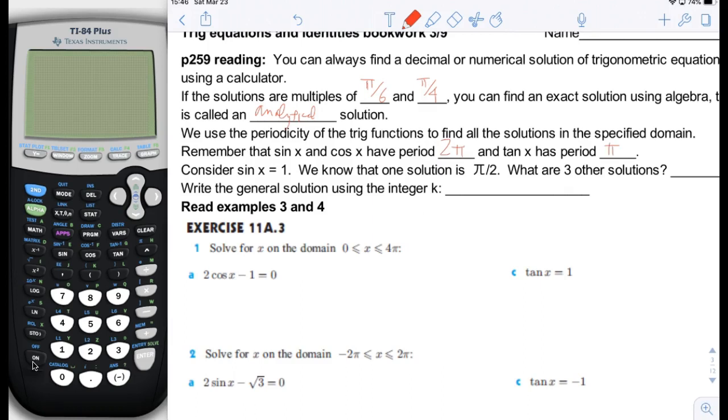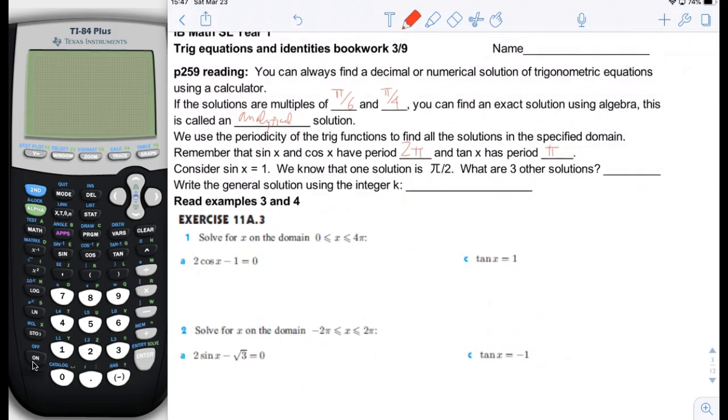Consider sine x equals 1. We know that one solution is pi over 2, which is 90 degrees. What are 3 other solutions? I haven't specified a domain here, so you can give me any solutions you want to. So pi over 2 is 90 degrees. We know that every 360 degrees you're going to get another solution.